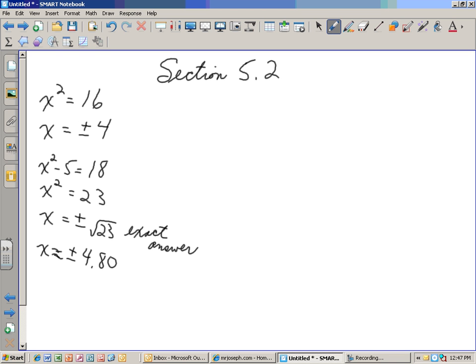So let's take a couple. Let's just expand on this. One third x squared minus 7 equals 47. Okay. What would be the first thing we'd want to do? You could distribute the 1/3. Ashley, what do you think?